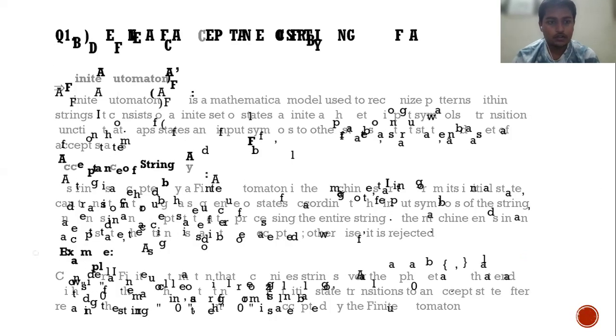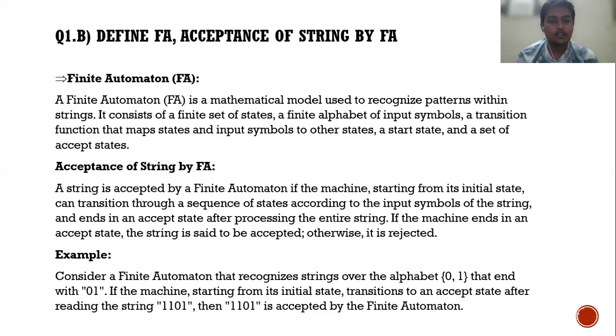Let's move to the next question, which is define FA, which is finite automata, and acceptance of the string by FA. The FA is a mathematical model used to recognize patterns within strings. It consists of a finite set of states, a finite alphabet of inputs, a transition function that maps states and input symbols to other states, a start state, and a set of accepted states.